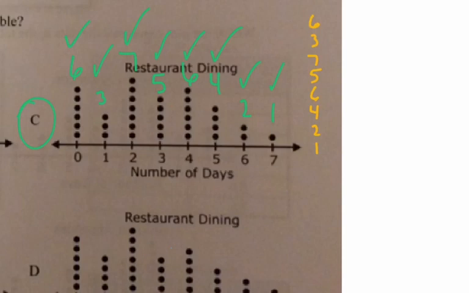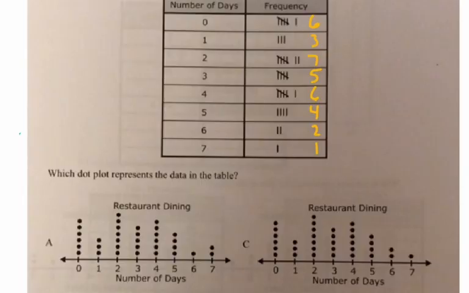So that's how you use the dot plot and the frequency table. So when you have your frequency table, you're going to match the data to each one of the number lines, and you're just checking to see which ones have the same numbers.